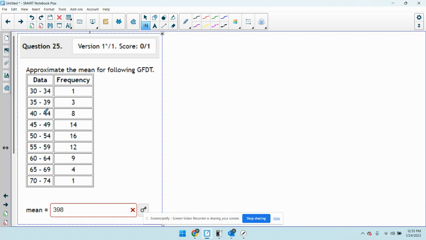So when we're doing this, we just assume that every one of these 8 values is the absolute middle of this class. So all 8 of these values are going to be 42s. All 3 of these values are going to be 37s. This value is going to be a 32. So I'm going to do that for each class.